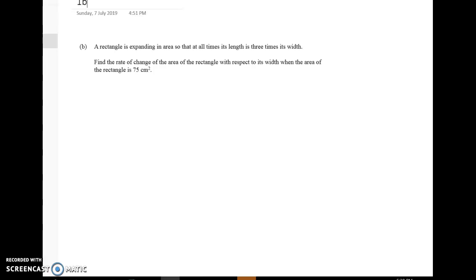So the question is kind of weird compared to what we've been doing so far with a whole lot of functions, f of x and y. It's a word problem, right? Your favourite. So we've got a rectangle, and for some odd reason it's expanding in area so that at all times its length is 3 times its width. Find the rate of change of the area of the rectangle with respect to its width when the area of the rectangle is 75 centimetres squared.